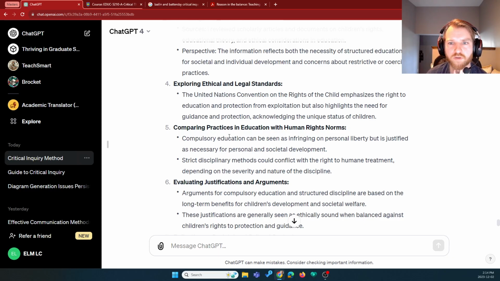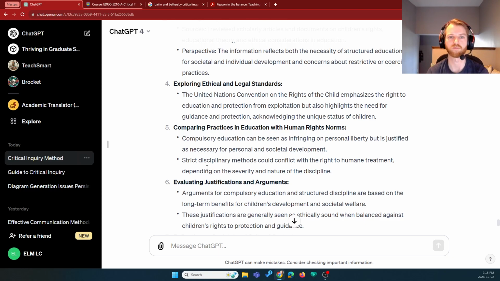So comparing education practices and education with human rights norms. Compulsory education can be seen as infringing on personal liberty, but it is justified as necessary for personal and societal development. Strict disciplinary methods could conflict with the right to humane treatment, depending on severity and nature of the discipline. Yeah, so when it's saying strict disciplinary methods, my mind is going towards more like capital punishment, or very overtly unethical disciplinary methods.